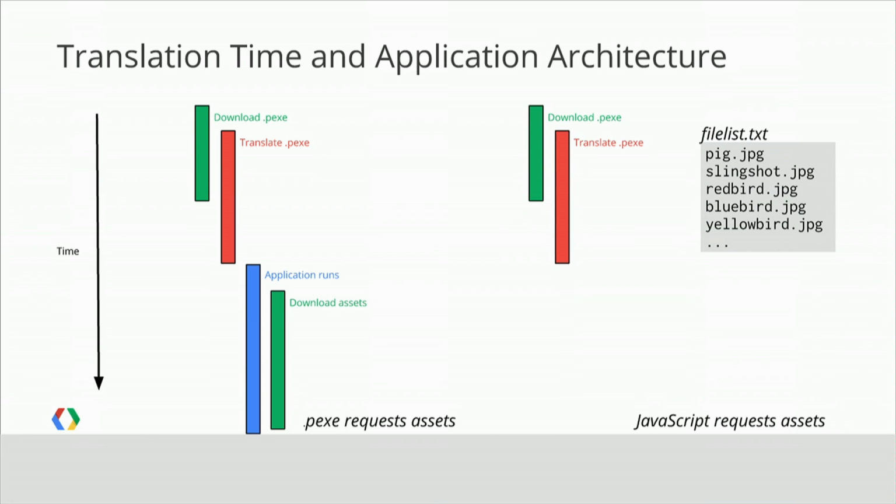Maybe if your application has a static asset list that you can know ahead of time, say it's got a few animals for your game that you want to put up, a better way to do it is to have the JavaScript request those assets, put them in a local HTML file system, and then let Native Client open the local HTML file system afterwards. This gives you the ability that the assets are being downloaded while the translation's happening, and maybe even dovetailing with some of the download of the PEXE itself, and gets you to useful work in the game or the application at large faster.